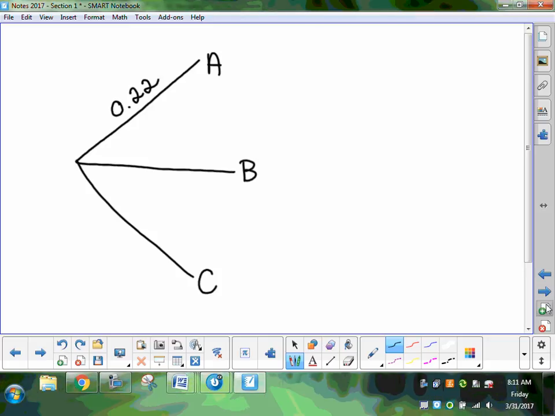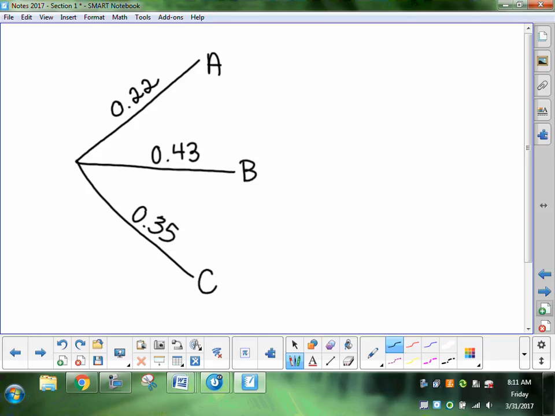What's the probability that the person is in Group B? 0.43. And then the probability that the person is in Group C. Michael? 0.35. It didn't give you that, right? You had to subtract to get it. Is that correct? Okay.